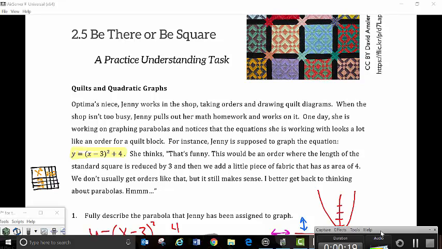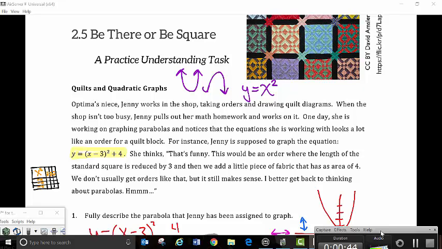Optima's niece Jenny works in the shop taking orders and drawing quilt diagrams. When the shop isn't too busy, Jenny pulls out her math homework and works on it. One day she is working on graphing parabolas. Remember, parabolas are what we have been working with. They are the x squareds that make the U shape. We just haven't called them that. Okay, y equals x squared.